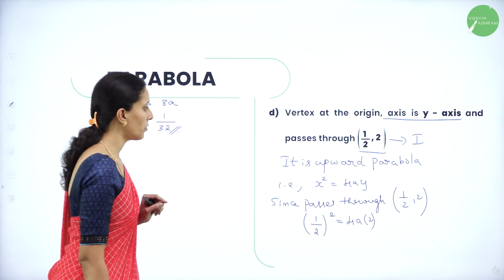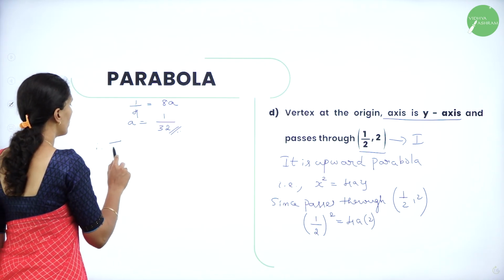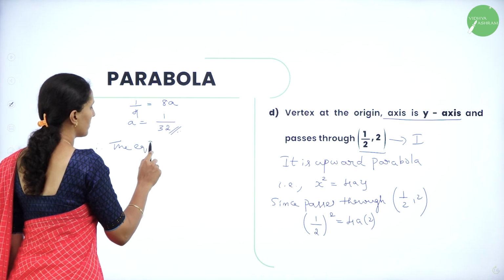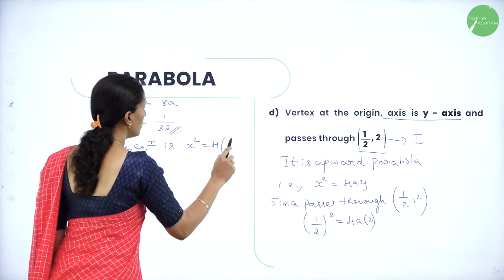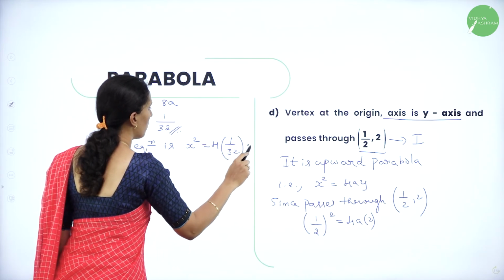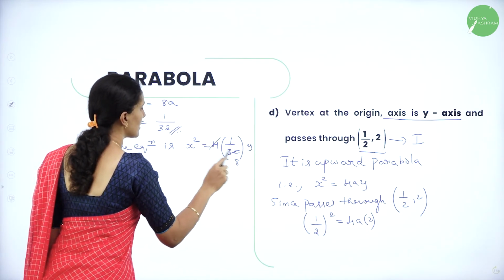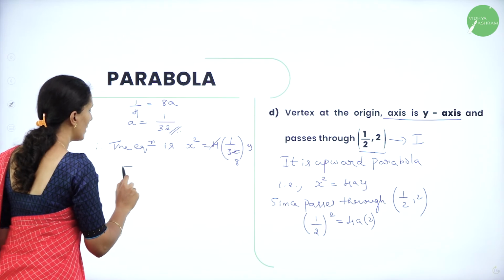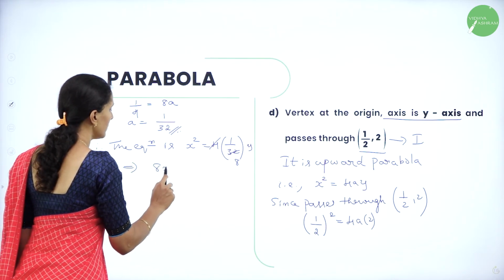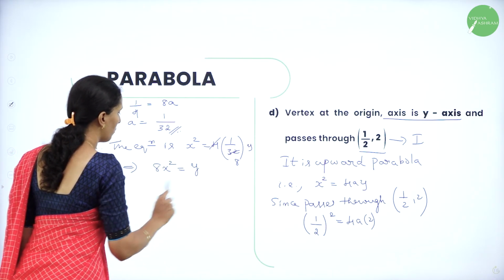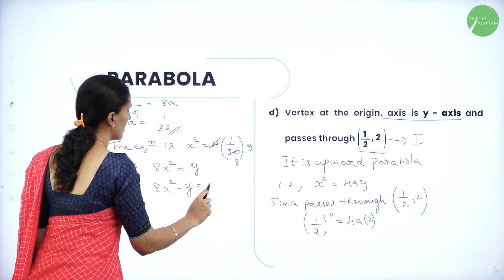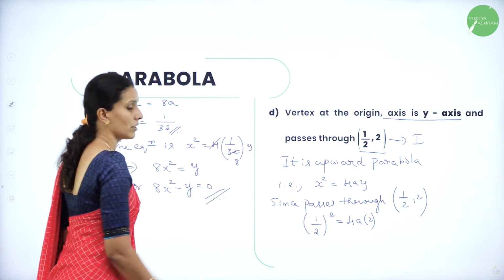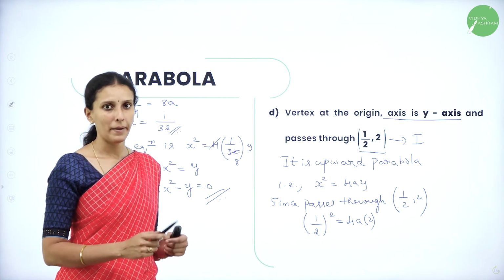Now let us substitute in the equation. So therefore the equation is x square is equal to 4 into 1 by 32 y. So when you cancel, it is 8, cross multiply, this implies 8x square is equal to y, or 8x square minus y is equal to 0.